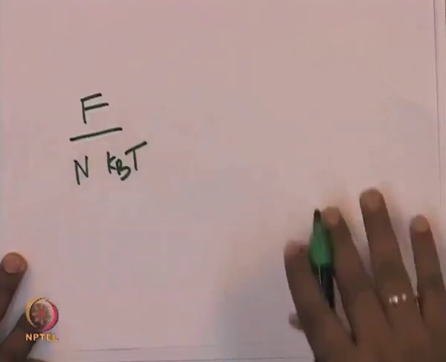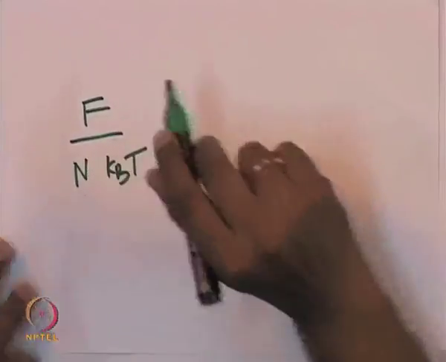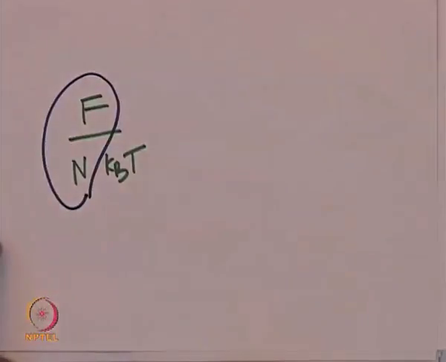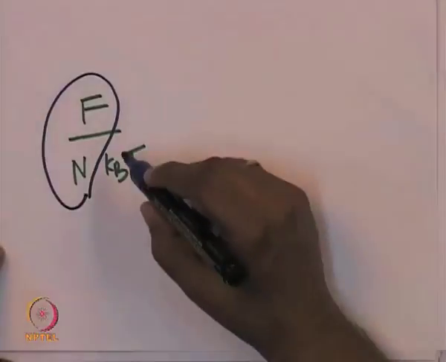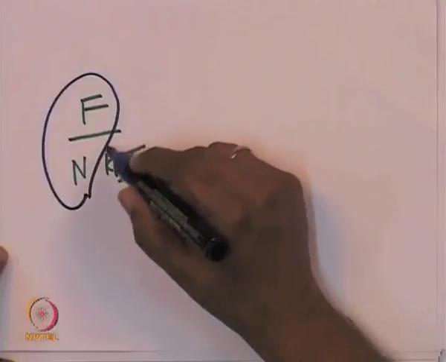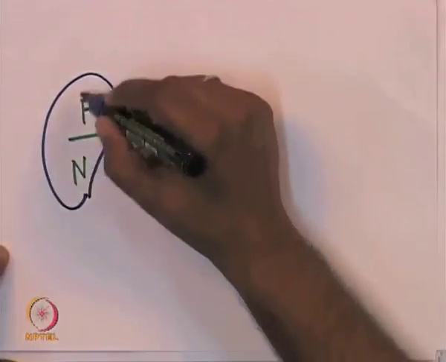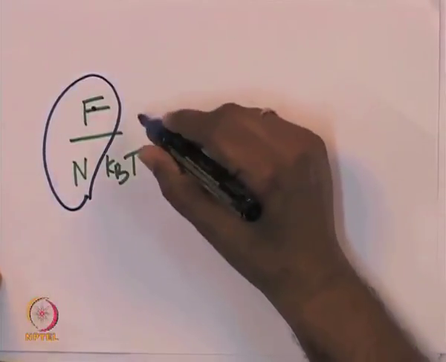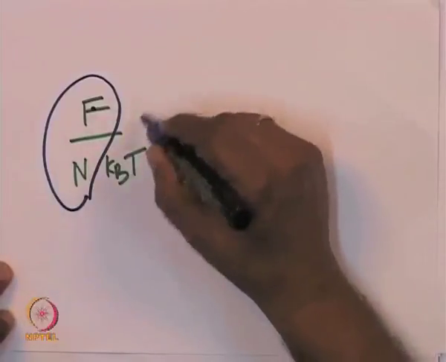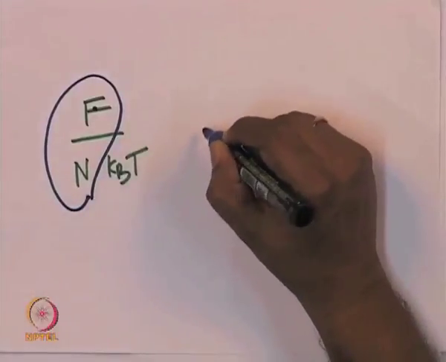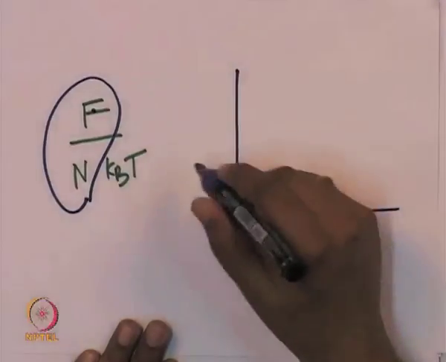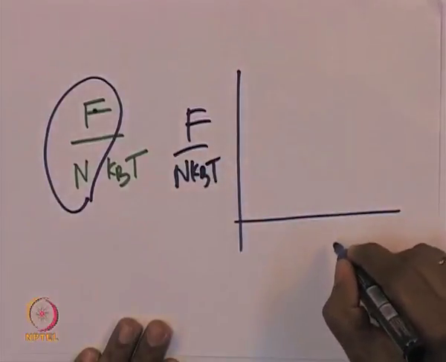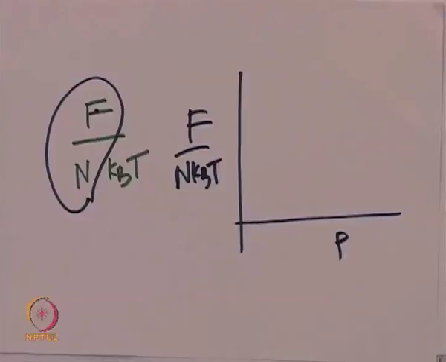What does this mean? F by n means free energy per binding site, and in units of kBT. So, this is a dimensionless number. This will be energy, this kBT is also energy. For simplicity we will make it a quantity which is essentially free energy only, but we will write in units of kBT. It's easy to plot if we have f by n kBT, so we will plot f by n kBT versus rho.